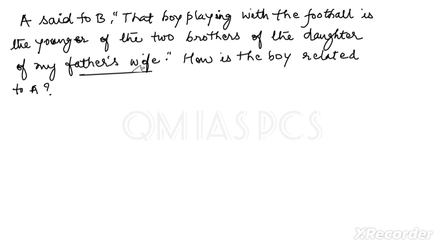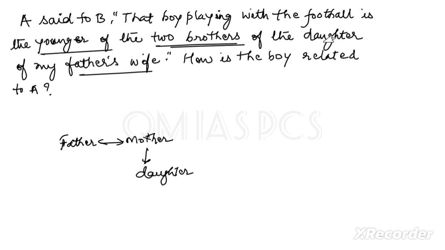Okay, so it is given: daughter of my father's wife. My father's wife means A is talking about his mother. Okay, so here is his father, and this one is mother, and their daughter. Two brothers, younger of the two brothers of the daughter.